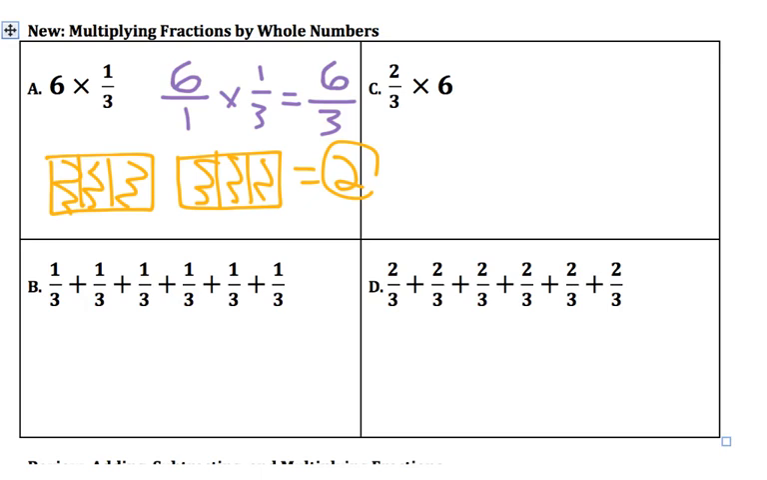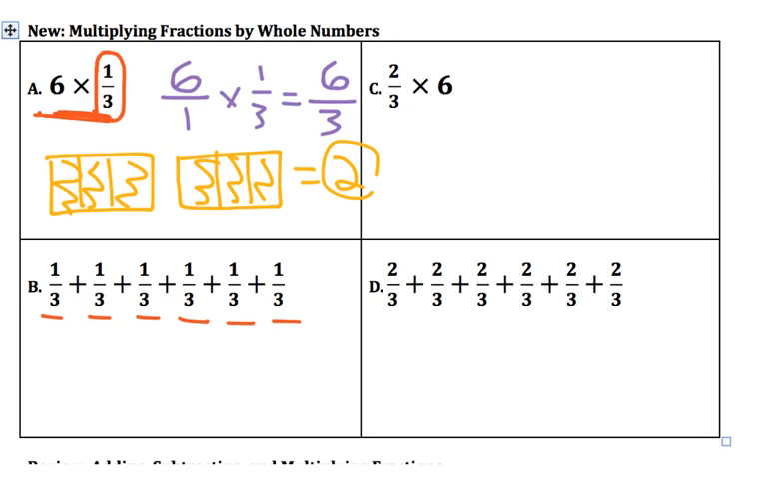And you could have also just thought to yourself, what's 6 divided by 3? So that's a fine procedure, and I honestly use that procedure sometimes. But think about what this means. 6 times 1/3, that means 6 repeats of 1/3. And if you look at B, that's exactly what I put. 1/3, 1/3, 1/3, 6 times. That's the same as this problem.